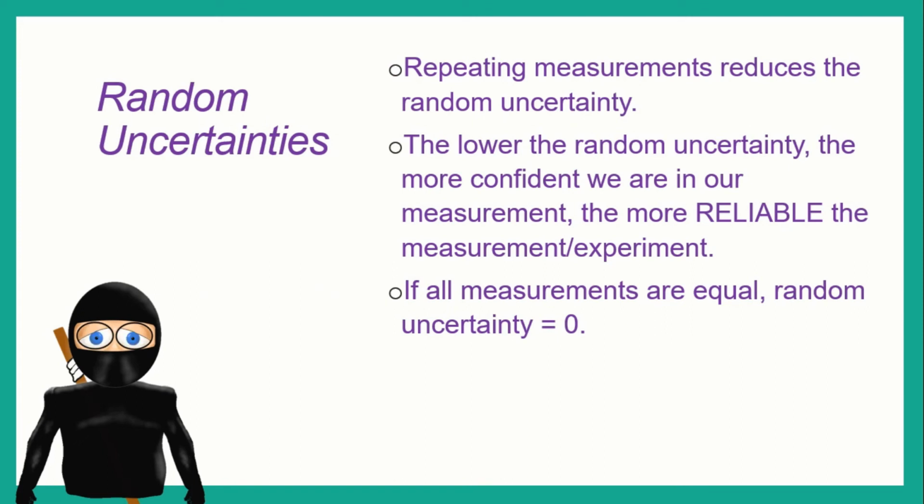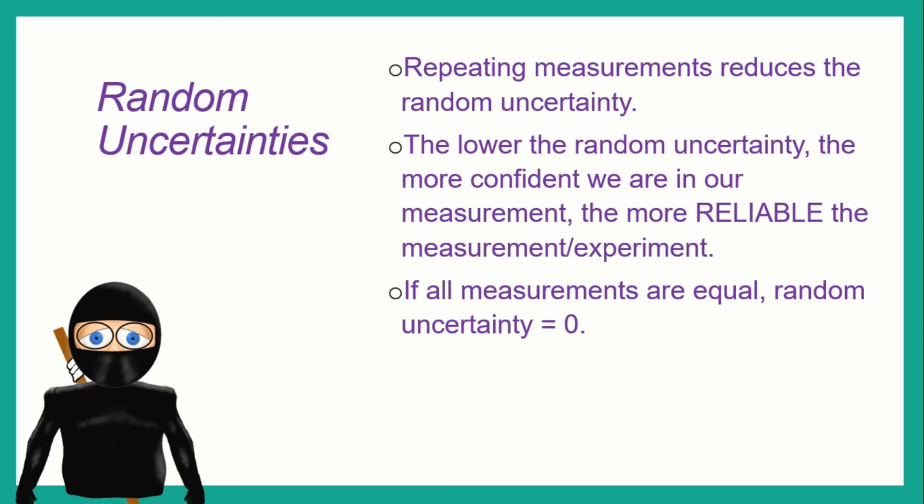So some final points about random uncertainties. Repeating measurements reduces the random uncertainty. You get that from the equation where you're dividing by the number of repeats, the number of measurements you took. The bigger the number you divide by, the smaller your random uncertainty. This is the reason why experiments are repeated.